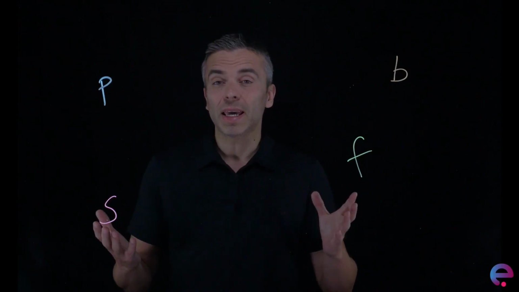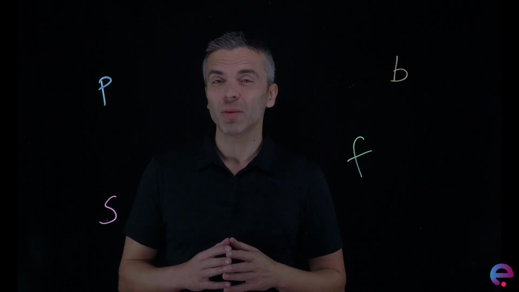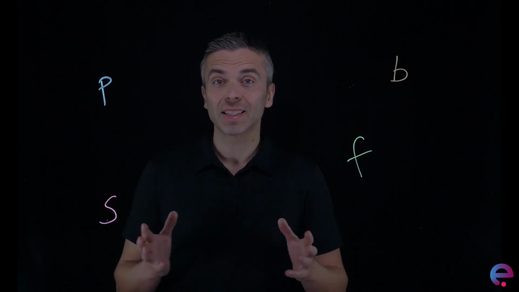P, B, F, S. Sometimes they can sound quite similar. There is one type of alphabet that can help us. Let's have a look.